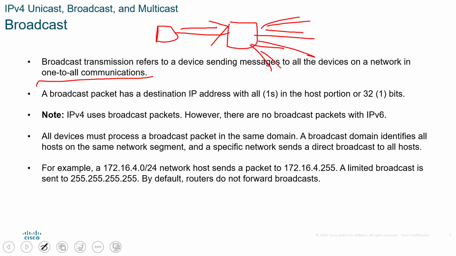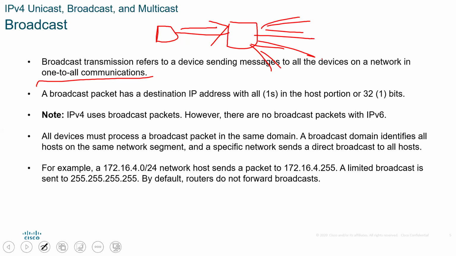All right. So you should note that IPv4 uses broadcast packets. However, there are no broadcast packets in IPv6. So IPv6 has what we call unicast. We're going to see that. So all devices must possess a broadcast packet in the same domain.